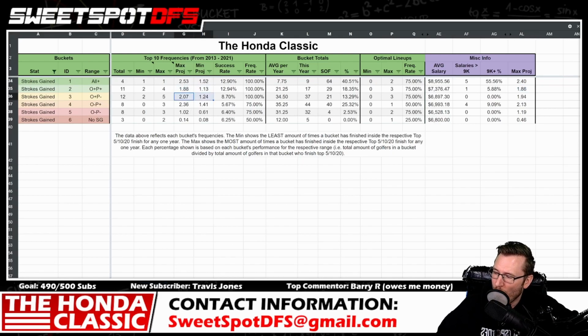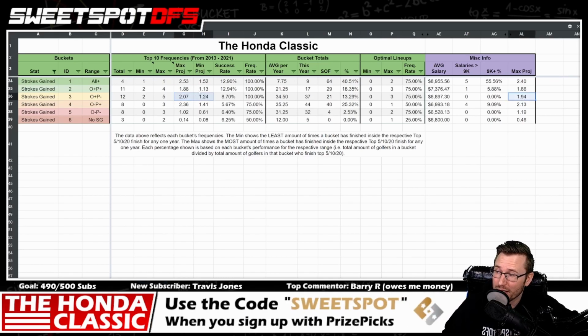Strokes gained 3. 1 to 3. This actually drops down to 2 when we include the max projection. So that actually, to me, means it's 0 to 3 is my projection of being inside the top 10. Now, every single year, there's been at least 2 golfers from this bucket inside the top 10. So keep that in mind. That doesn't apply to optimal lineups.